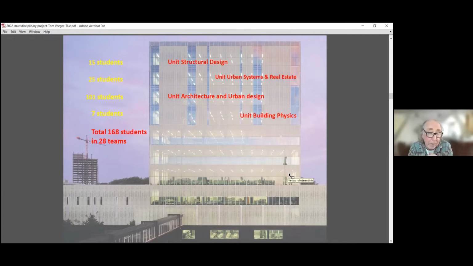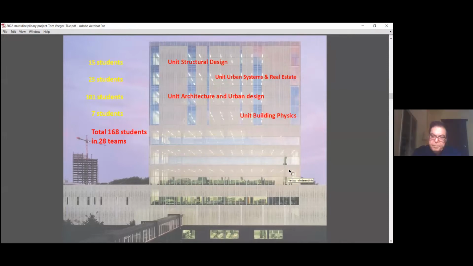And secondly, we think at least every architecture student should have a certain knowledge about structural design, about real estate, and about building physics. So for the teams that don't have a student of building physics or a student of structural design, we ask two of the architects, and normally there are two or three architects and urban designers in a team, to share that particular task.